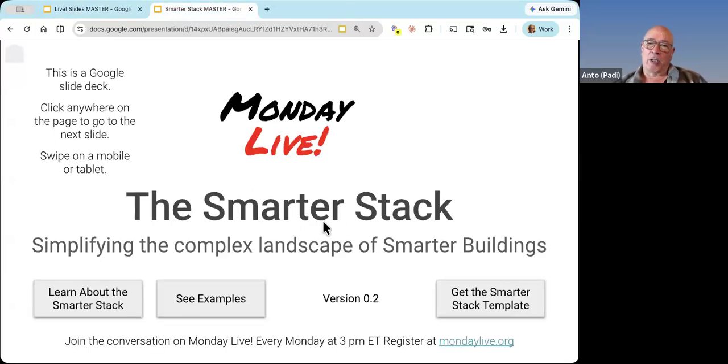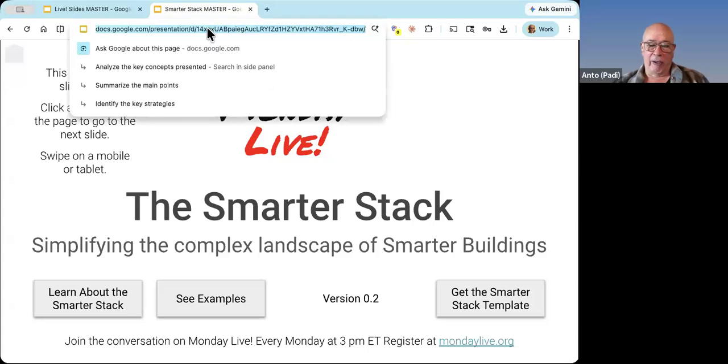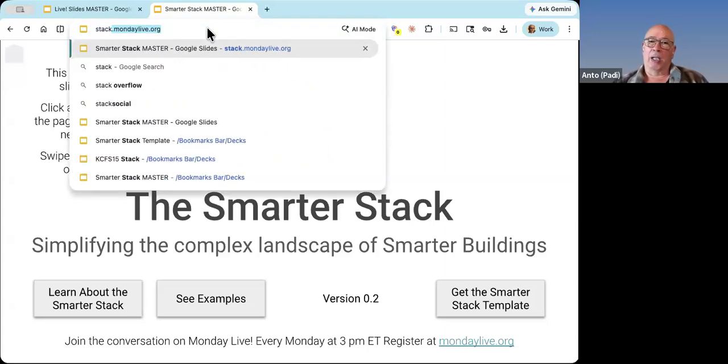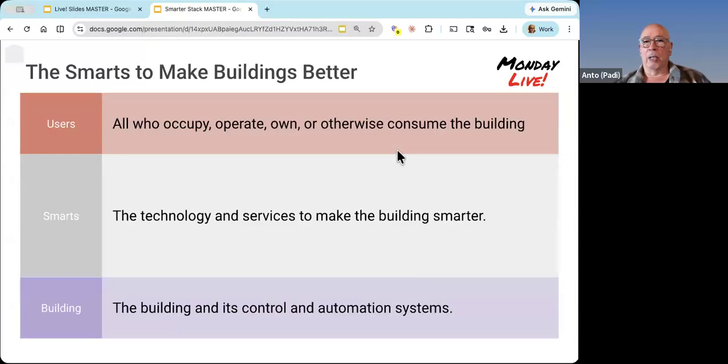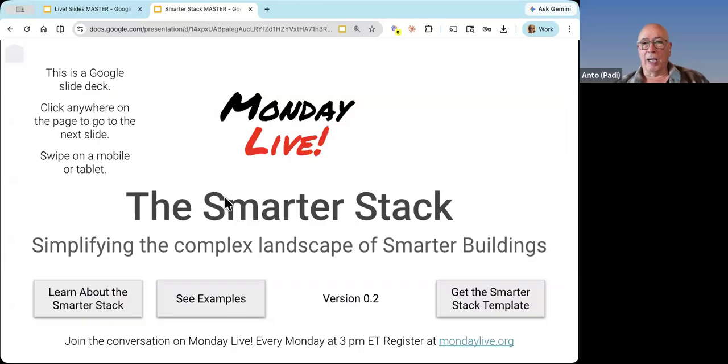So this is actually the smarter stack, and it's available at stack.mondaylive.org. I'm going to put that in chat so you can all have it. When you go to that website, you come to this place, and you can get a copy of the smarter stack for your own use. You can get a template, and you can just use this and do whatever you want. This is open source. So what is this all about?